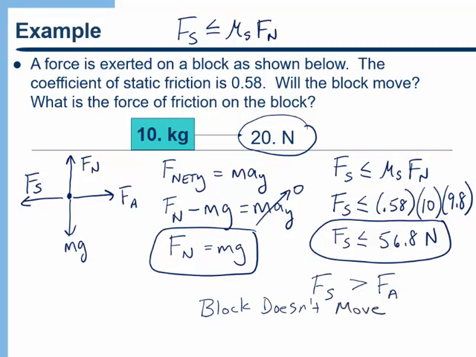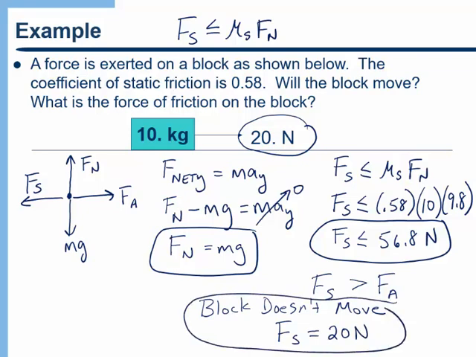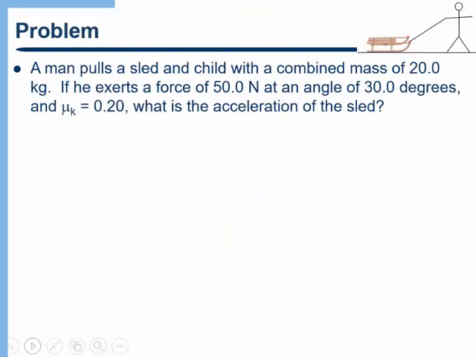More importantly then, what is the value of the force of static friction in this problem? Well, the answer is it's got to be exactly 20 newtons, because we know that the block isn't going to move, and therefore the net force has to be 0 in the x direction. So the applied force and the force of static friction must be exactly the same. Let's look at one last problem.